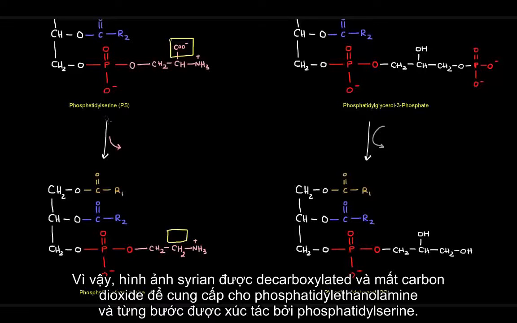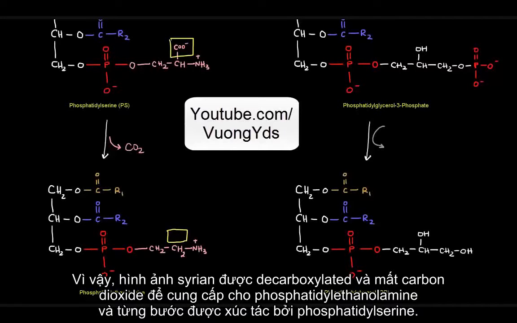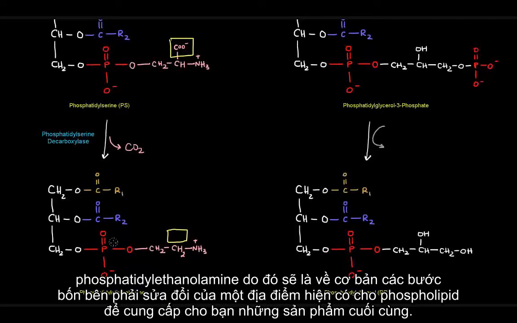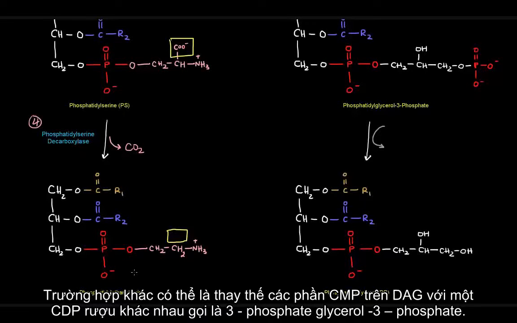So phosphatidylserine was decarboxylated, and it lost that carbon dioxide to give phosphatidylethanolamine, and that step was catalyzed by phosphatidylserine decarboxylase. That makes sense. It's acting on phosphatidylserine and removing a carboxyl group to give phosphatidylethanolamine. So that would be basically step 4, right? The modification of an existing glycerophospholipid to give you the final product. Okay.